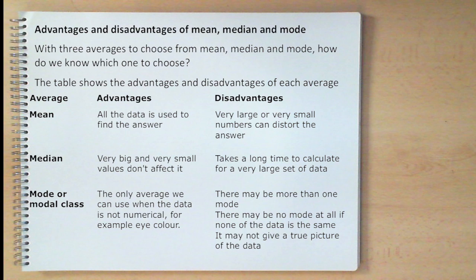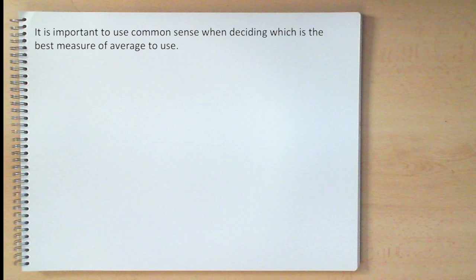So it's important to be able to remember these advantages and disadvantages of the different types of average, because you will be asked in some questions to state why you're using that particular average, or what would be the best average to use and why would you use it. So make sure you can memorize at least part of this table and then be able to use that information in a common sense way for deciding which is the best measure of average to use.